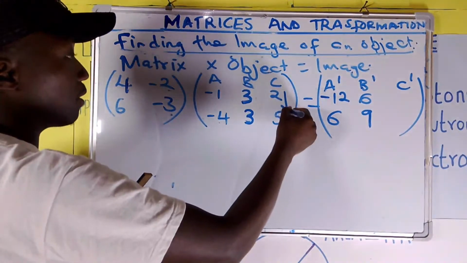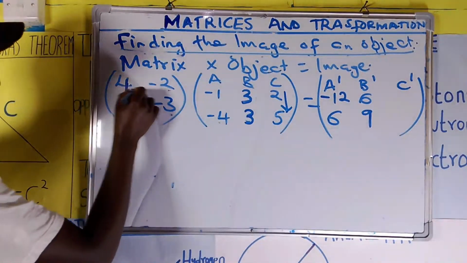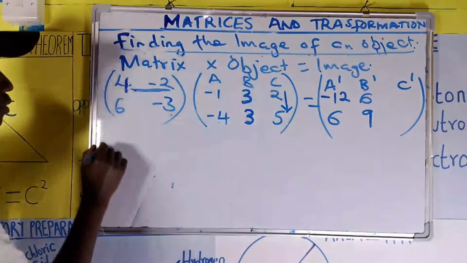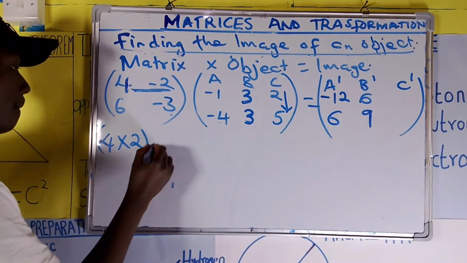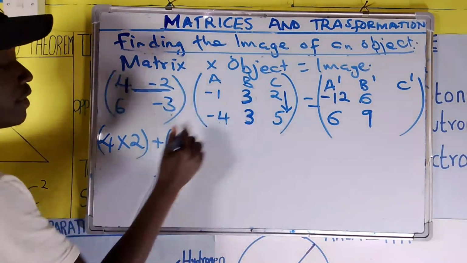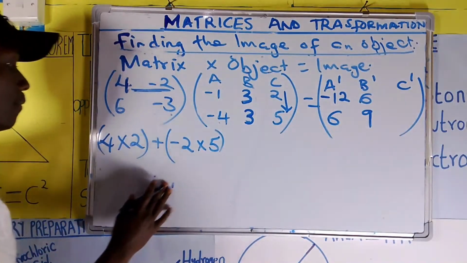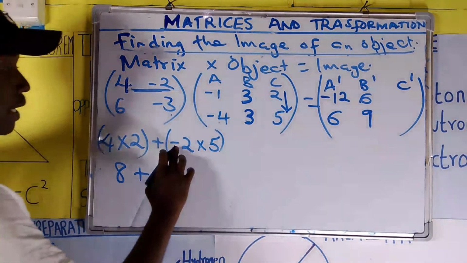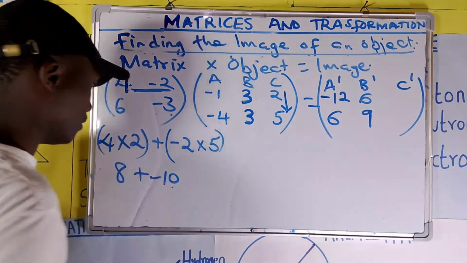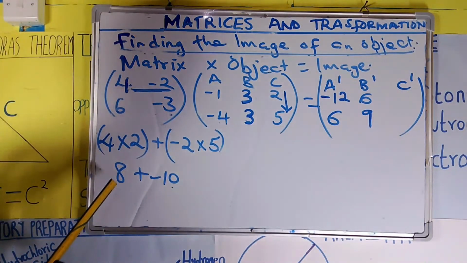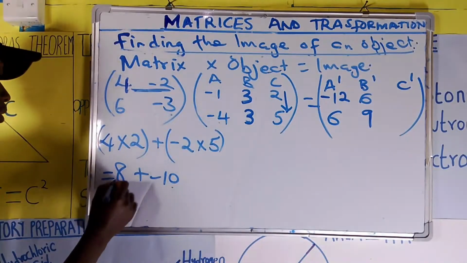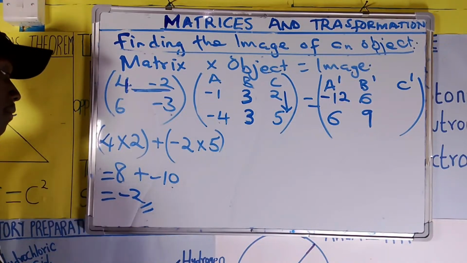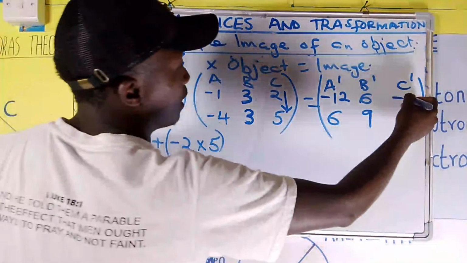Ya mwisho ni hii sasa. Ya mwisho ni hiyo, tunaanza na ya juu. Ya juu itakuwa 4 times 2 plus -2 times 5. So 4 times 2 is 8 plus -2 times 5 ni -10. So 8 plus minus 10 itakuwa 8 plus minus is minus, so 8 minus 10 is minus 2, so hapa itakuwa minus 2.